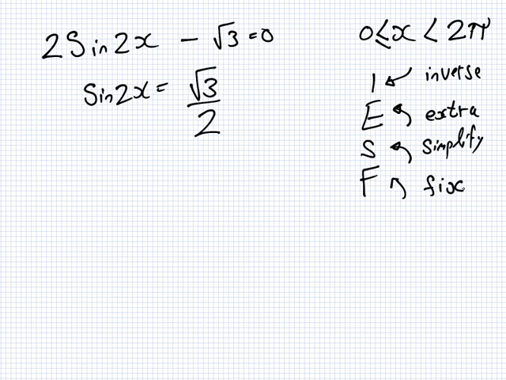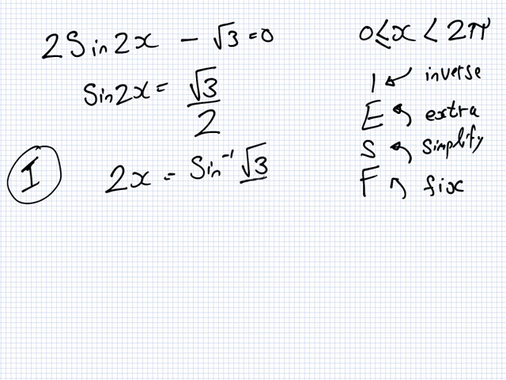So the first step you can guess is getting the inverse. So I'll just call this step 1 here. We have 2x equals sine inverse root 3 over 2. So we get 2x equals 60 degrees, which is pi over 3. Isn't it? Yeah. Pi over 3. Yeah?